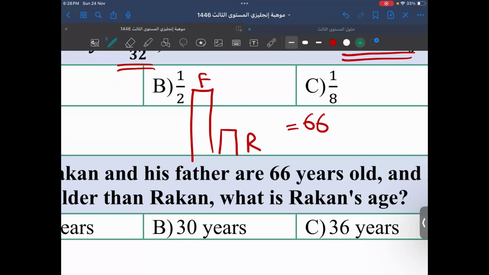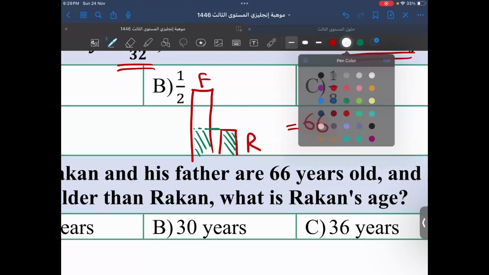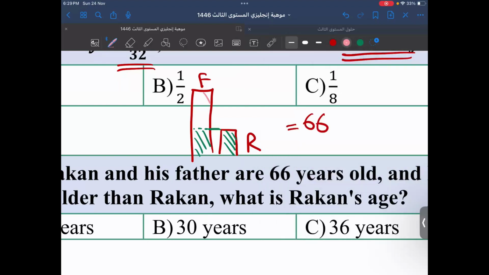So here, this is Rakan's age, and here it's also Rakan's age, right? Because they are the same level. So this is going to be Rakan, and this is going to be the same years of Rakan's age. And here, it's going to be the 30, the 30 years that his father is older than him.